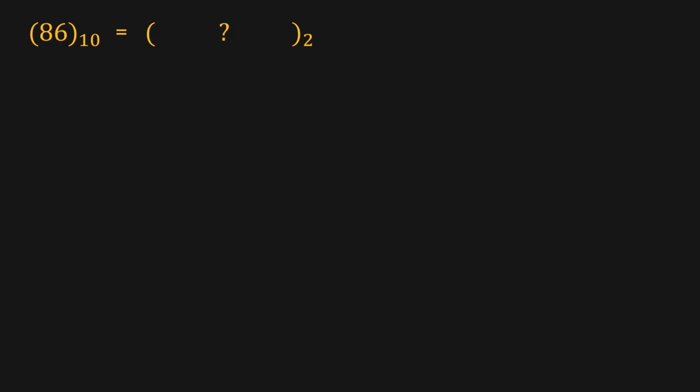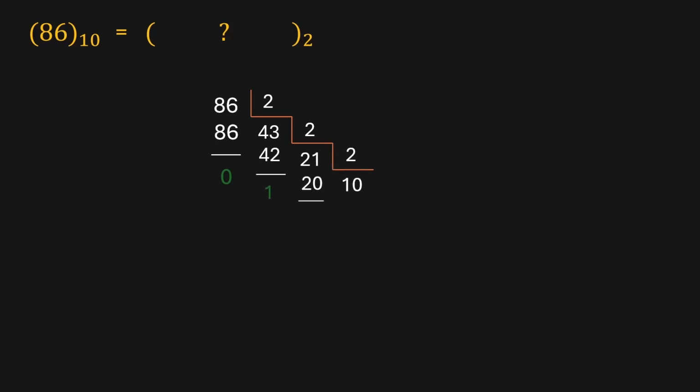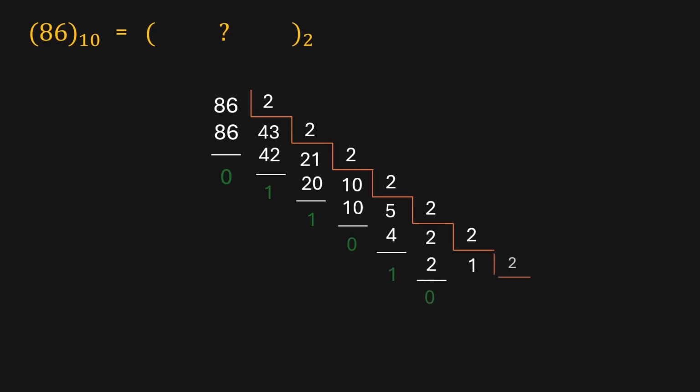As you can see, 86 divided by 2 equals 43, with a remainder of 0. 43 divided by 2 equals 21, with a remainder of 1. 21 divided by 2 equals 10, with a remainder of 1. 10 divided by 2 equals 5 with a remainder of 0. 5 divided by 2 equals 2 with a remainder of 1. 2 divided by 2 equals 1 with a remainder of 0. And 1 divided by 2 equals 0 with a remainder of 1.